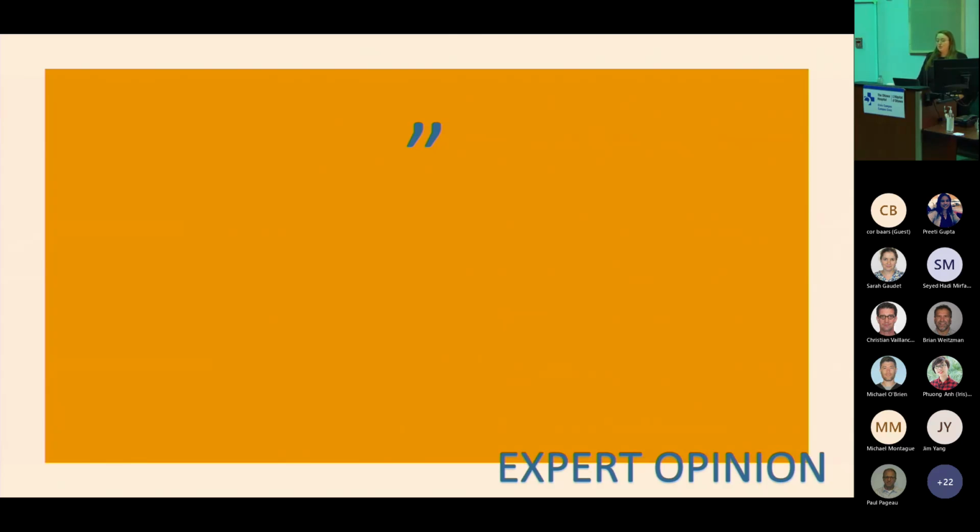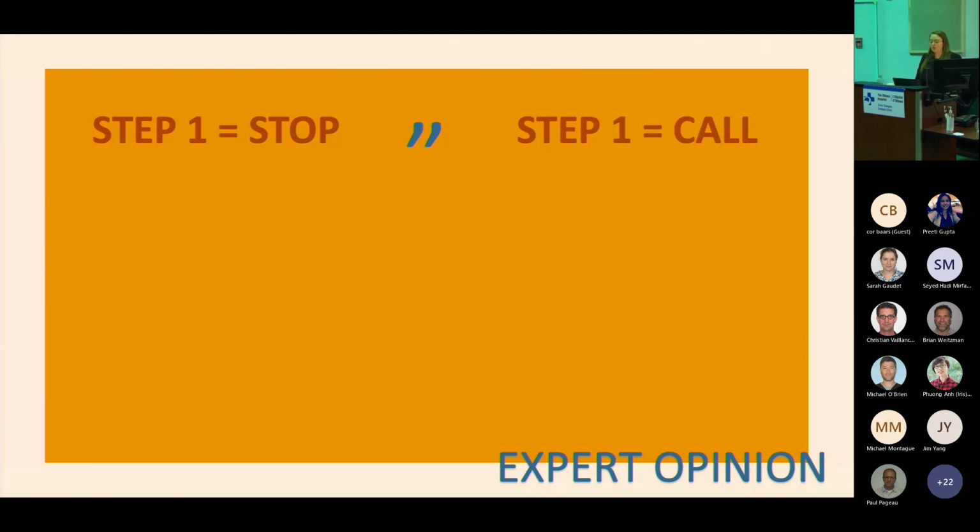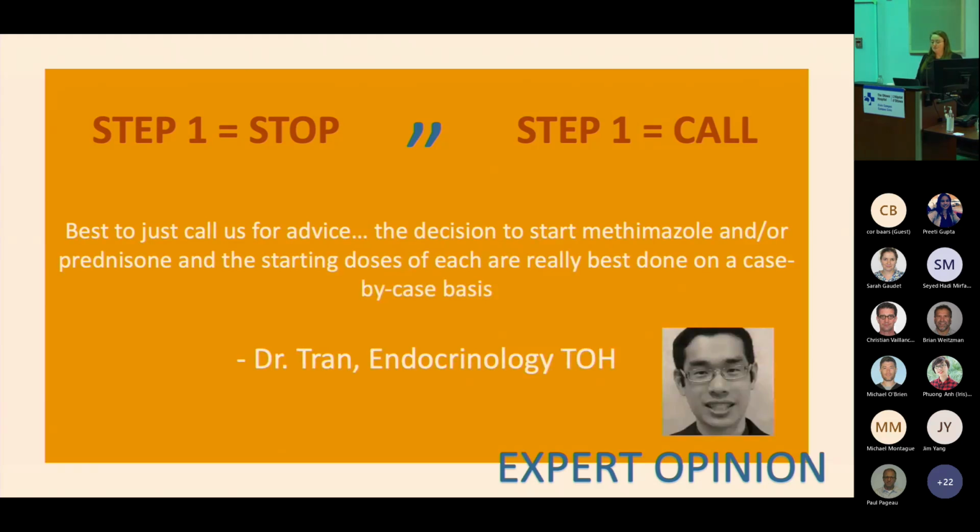So say you thought about it, you tested for it, and now you have diagnosed hyperthyroidism likely secondary to amiodarone. What next? Ultimately, step 1 is to stop the amiodarone. And step 2 is to actually send off a call to your friendly local neighborhood endocrinologist.